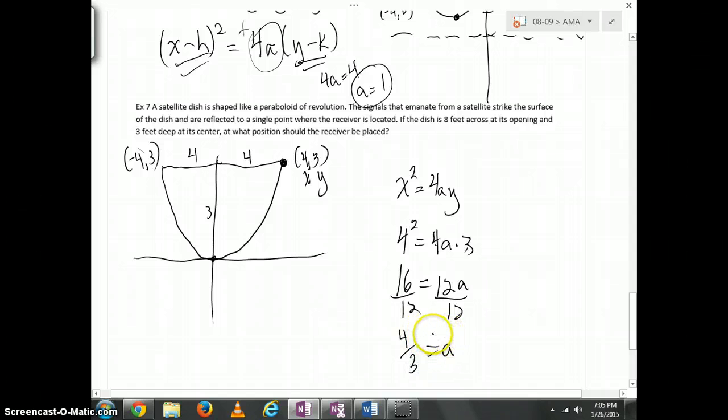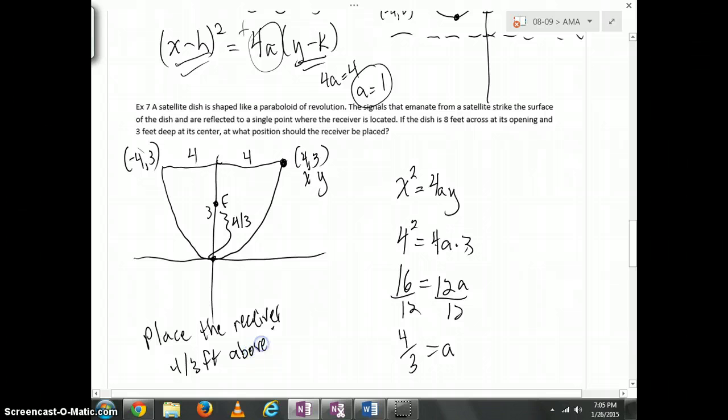A is your distance from the vertex to the focus. Your focus then should be 4/3 feet above the vertex. So we should place the receiver 4/3 of a foot above the vertex. So that would be an application problem.